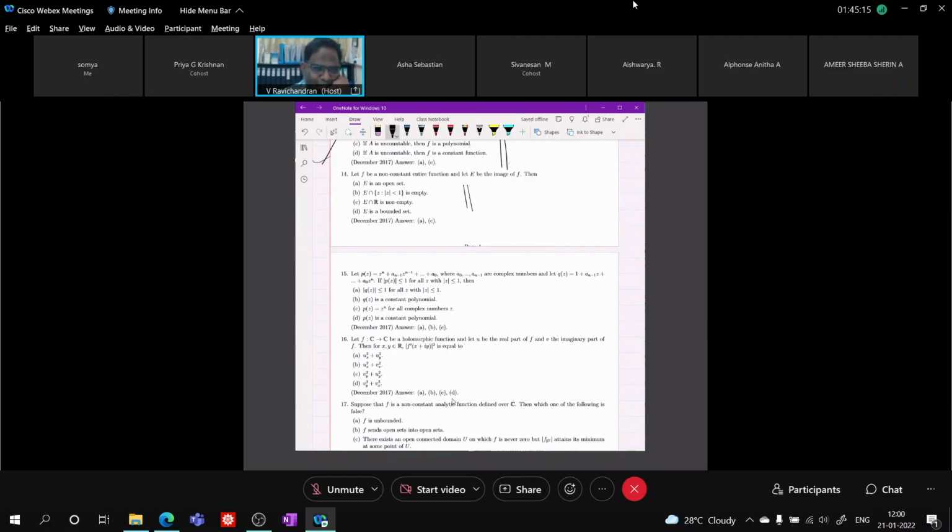f is a non-constant entire function. Therefore, let E be the image. Then E is open. That is what we know by open mapping theorem, because f is a non-constant entire function, therefore f of C, which is E, is an open set.